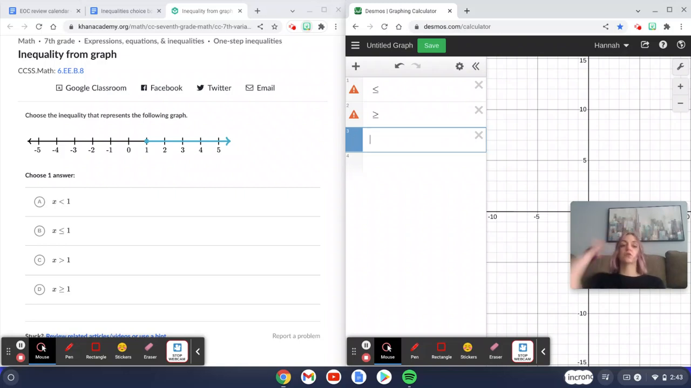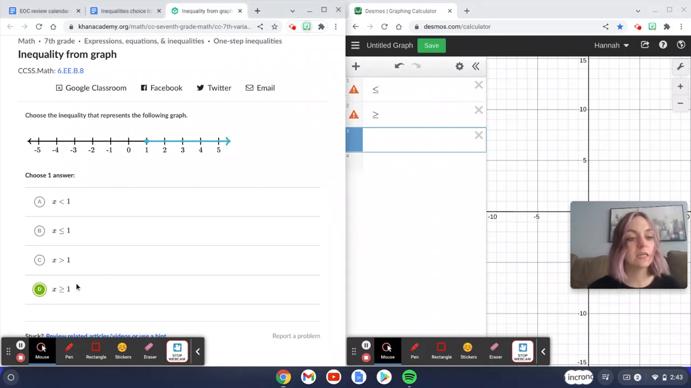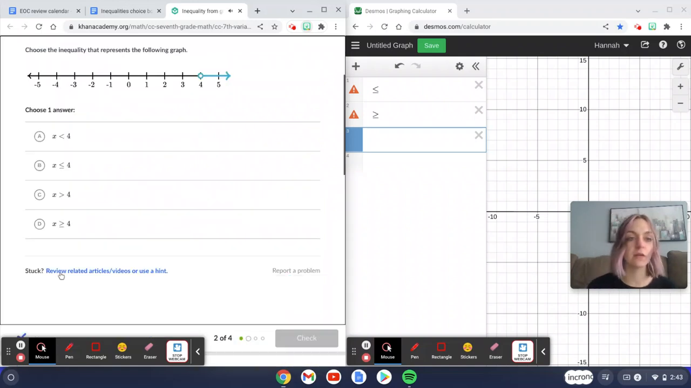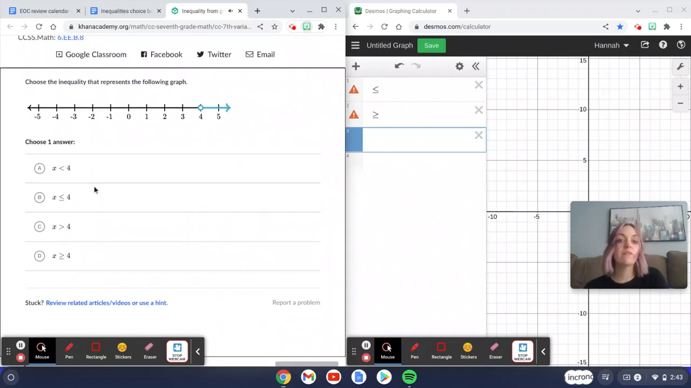Now I'm looking, it's circled at 1. All of these answers have 1 as the number of interest. And then all of the numbers are going to be shaded to the right, and all of those numbers are greater than 1. So 2 is greater than 1. 3 is greater than 1. So I'm looking for x is greater than or equal to 1 based on the direction of the shading, based on I have a closed circle. D is going to be my answer because x is greater than or equal to 1, which is exactly what I'm looking for.